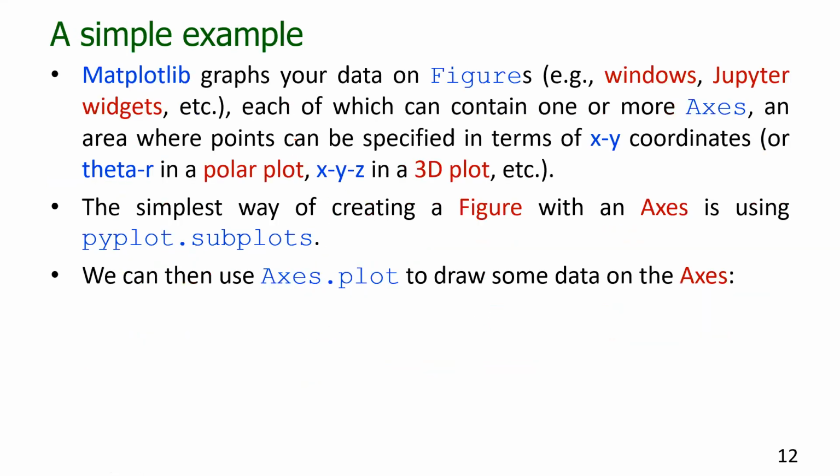Matplotlib graphs our data on figures, for example on windows, Jupyter, widgets, etc., each of which can contain one or more axes. An axes is an area where points can be specified in terms of x, y coordinates, or theta, r in a polar plot, or x, y, z in a 3D plot, etc. One of the simplest ways of creating a figure with axes is using pyplot.subplots. Just now we have seen the program. We can use axis.plot to draw some data on the axes.